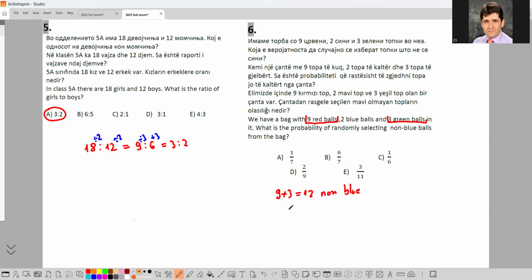right? So now 12 over what is the total? What's the total? Well, if you add everything, it would be 12 over 14. We can see there is no 12 over 14, but we can simplify by 2. So we get how much? 6 over 7. And that is 6 over 7. Here it is. Right?